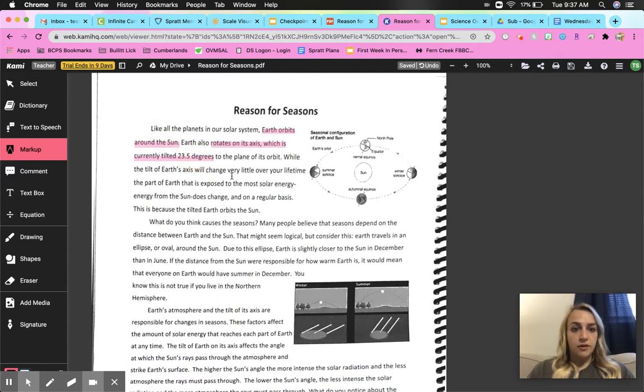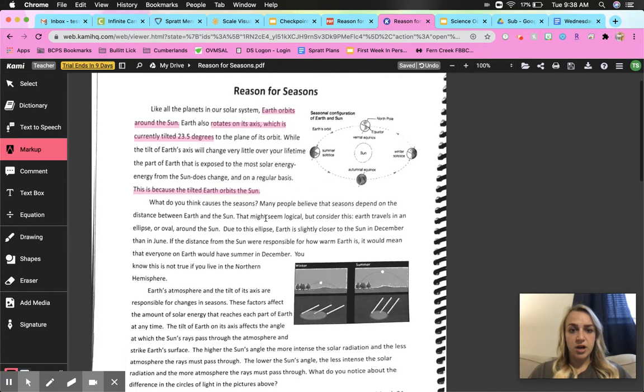While the tilt of Earth's axis will change very little over your lifetime, the part of Earth that is exposed to the most solar energy from the sun does change, and on a regular basis. This is because the tilted Earth orbits the sun. All right, I think those are important pieces of information.